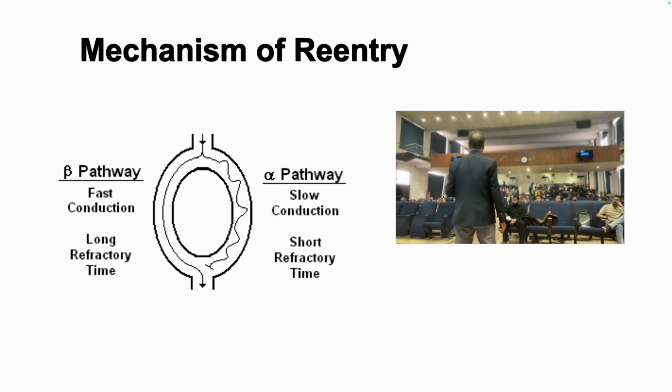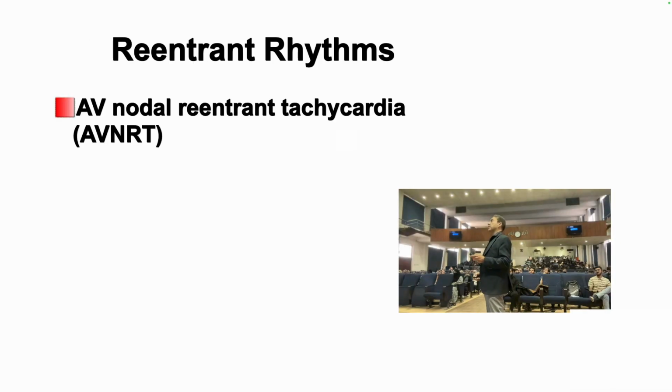But if there is an abnormal beat which starts, suppose an abnormal beat falls in here or here, when this is conducted around that loop, it may find that one of the pathways is not in its refractory period and it enters that pathway. So that results in a circular movement. So this produces the re-entry tachycardias. So these are re-entrant tachycardias.